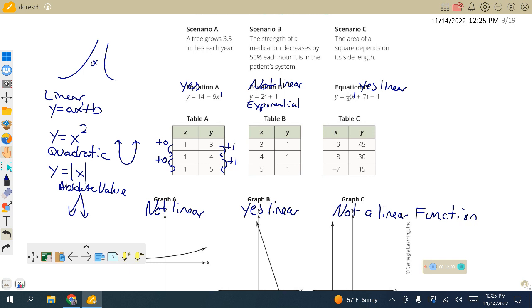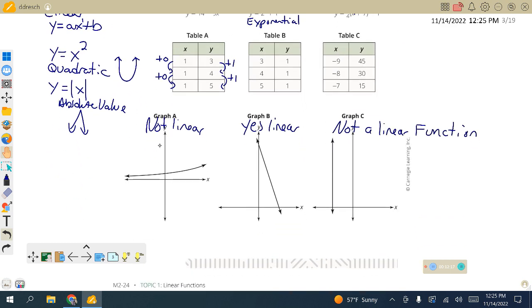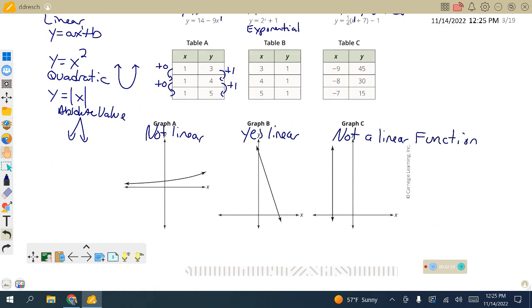All right. I heard a yeah. I heard this is a linear function. But I'm going to pause on this one. I'm going to do a quick side conversation with you. If I was to plot these three points out, I'm going to use this graph down here. Where is 1, 3 located? Like right here? Where is 1, 4 located? Above it, right? Where is 1, 5 located?